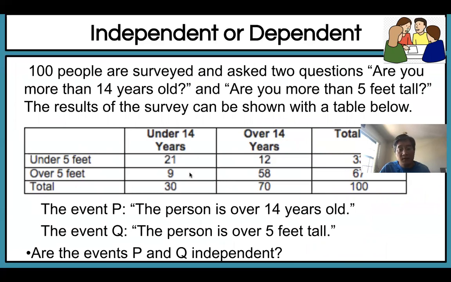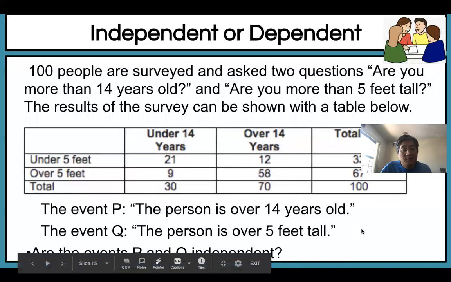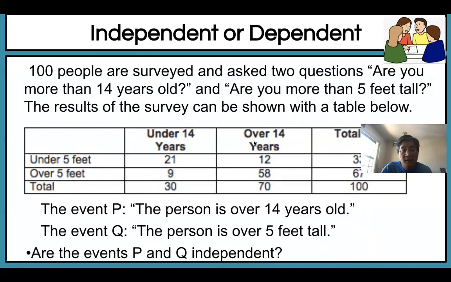It's the second example, right? If you take a look, these 21 to 12, 9 to 58, they are not proportional. So they are dependent. But algebraically, let's do it. So event P, in this case, is over 14 years old, the same as A, right? And over 5 feet tall is Q, again like B.